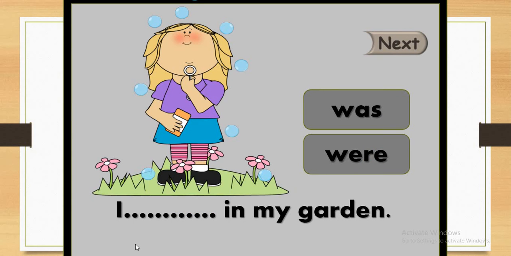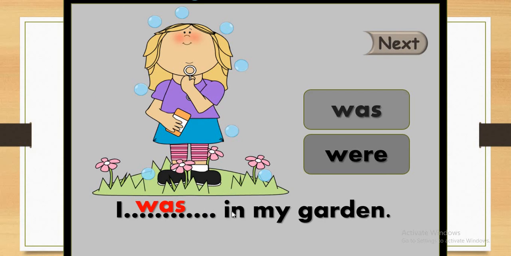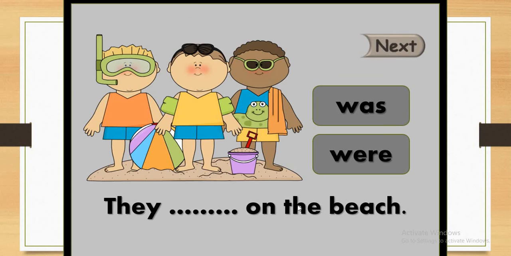The next question, who can try? I was. Why? Because we have one person and we use I. Sorry, I just have to click on was. I was in my garden. The next question. They were on the beach. Plural, because we have more than one person, two or more people, we use were. Okay, when you have two or more people or things, you use were. They were on the beach.